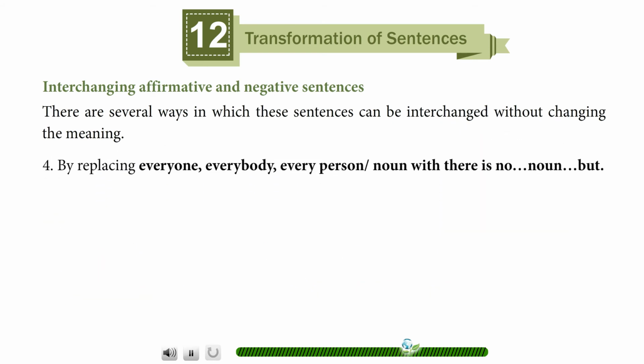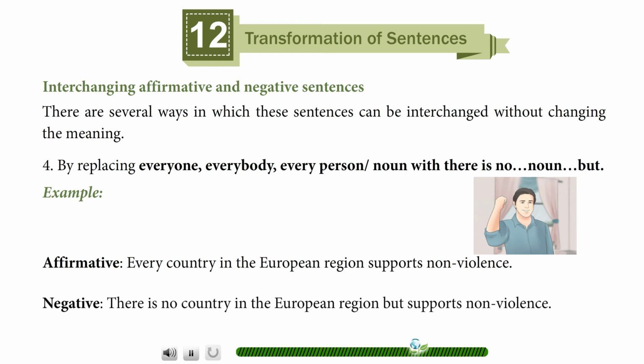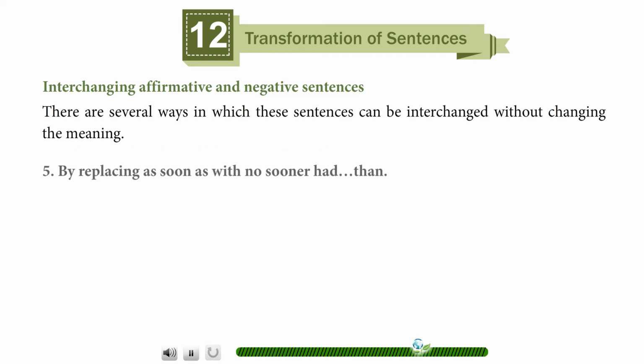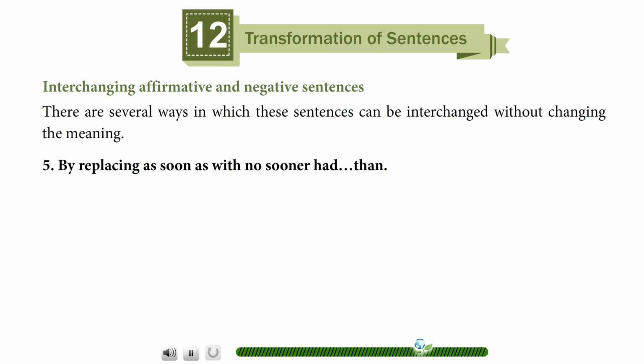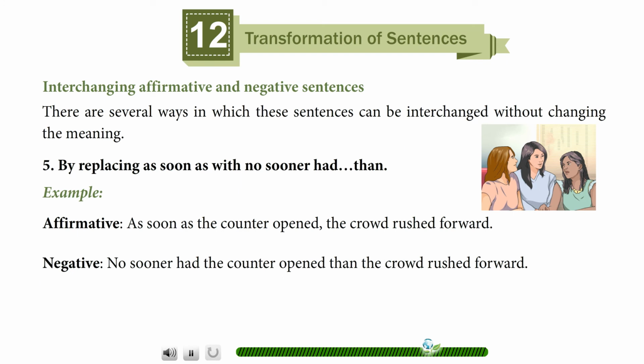4. By replacing everyone, everybody, every person or noun with there is no, noun, but. Example: affirmative, every country in the European region supports non-violence. Negative, there is no country in the European region but supports non-violence. 5. By replacing as soon as with no sooner had than. Example: affirmative, as soon as the counter opened, the crowd rushed forward. Negative, no sooner had the counter opened than the crowd rushed forward.